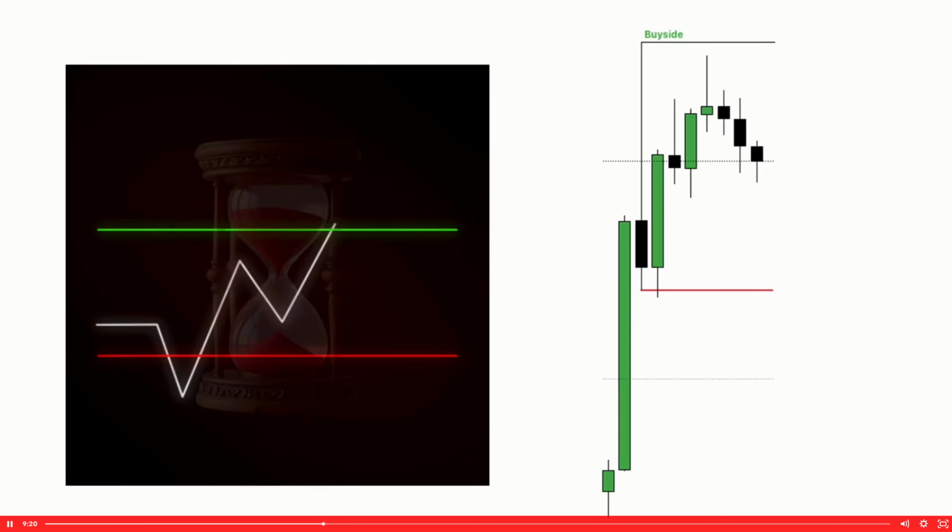And if we drop into the lower time frames in a bit, it will clear up to you. But before we do that, I'm going to teach you a way of being able to recognize an expansion taking place before it occurs.